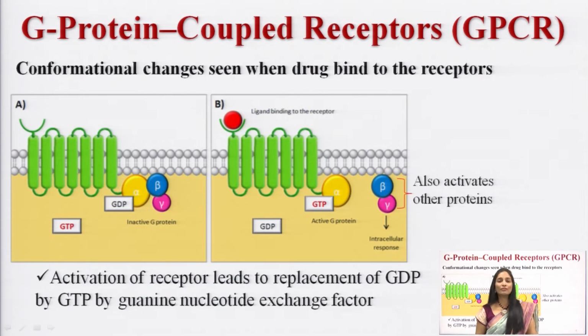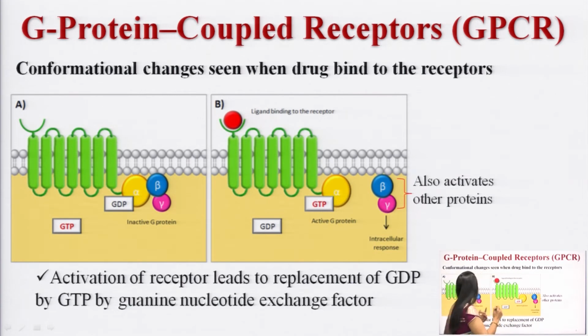Okay, now we will see what happens when the drug binds to the G protein coupled receptor. Here you can see two pictures, A and B. The first picture shows no drug binding, and in picture B you can see the drug binding. We will discuss what is happening inside the GPCR when the drug binds to the receptor and when there is no drug bound.